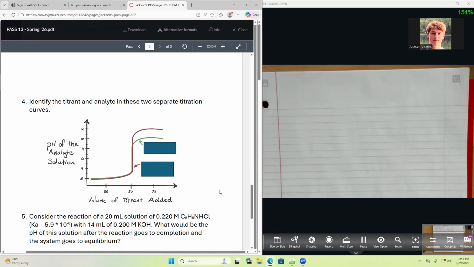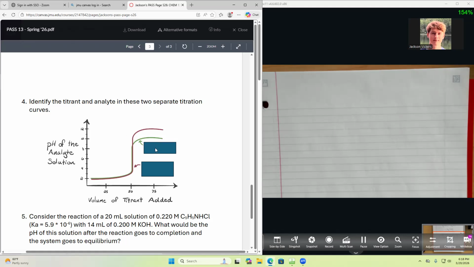Strong acid. Yep. And we know that because at the very beginning, before we've added anything, it's down at a very low pH, like pH 2. Exactly. And what is the titrant for that red line? Strong base. Yep. Again, once we've leveled off after adding a lot of it, we're in strong base territory, like pH 12. So strong acid, strong base. Yep. We're starting with a strong acid and we're titrating in a strong base.